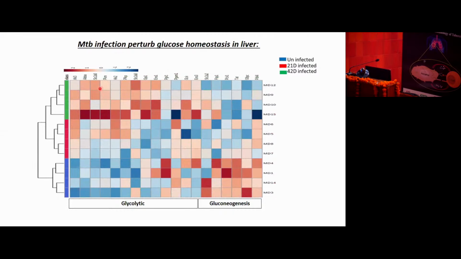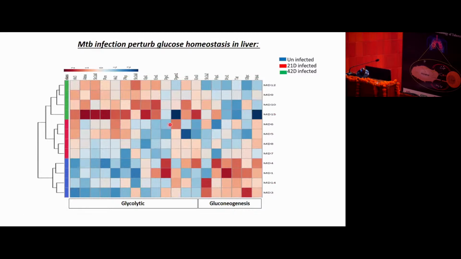The glycolytic genes are enhanced due to infection, at 21 day and 42 day, as you will see here. But the gluconeogenic genes, you can see that due to infection, they go down. There is a huge impact on the gluconeogenic genes. And the genes that we are talking about can easily classify these three classes together.